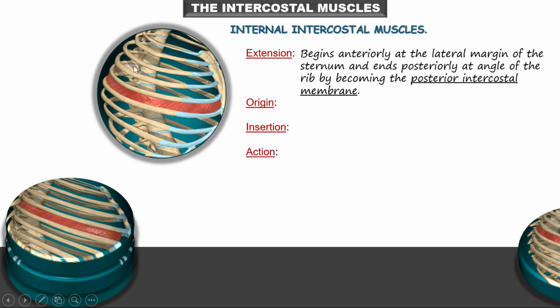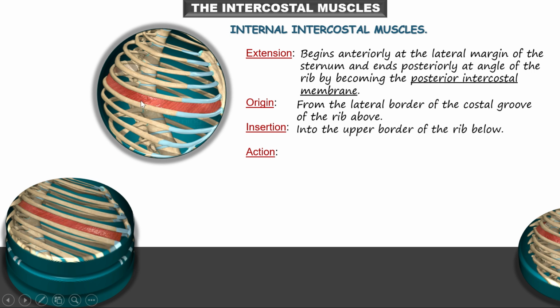Regarding the origin of the muscle, it originates from the lateral border of the costal groove of the rib above. So the internal intercostal muscle also comes from the rib above, but this time it is coming from the lateral border of the groove. And then where does it insert? Of course, it will insert on the upper border of the rib below. The action of this muscle is to depress the ribs, and this is very important during the expiration process.